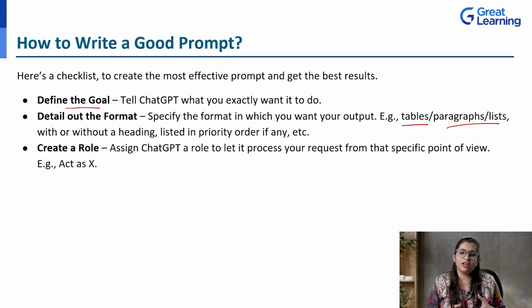Next is creating a role. If you remember the previous prompt that we discussed, while learning about components of a good prompt, we told as a context, act like an analyst. That is creating a role, so that ChatGPT processes your request based on the role that you have asked.